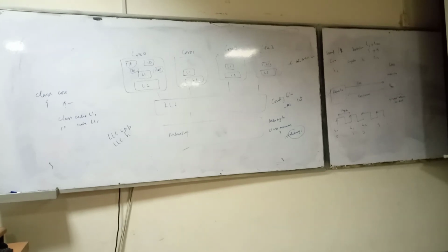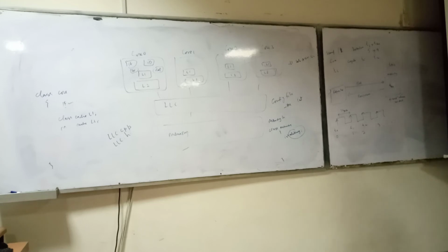Okay. Now, if you want to model a racetrack memory, what additional parameter do we need in this class? What additional parameter do we need in this class?